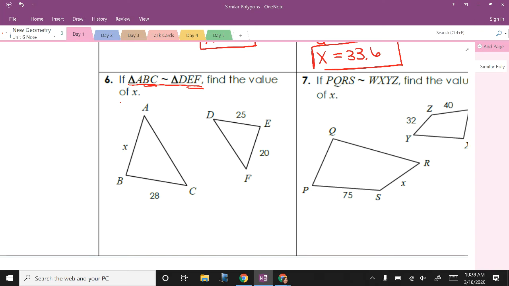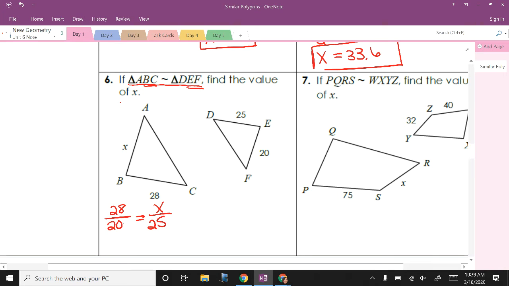So I'm going to say 28 over 20. And plus, I like to go left to right anyway. It's less confusing. 28 over 20 equals, does AB correspond to DE up here? Yes. So you want to double check that. So AB is X over DE is 25. So use your similarity statement to make sure you know what corresponds with which side to set up your proportion. Is that okay with everybody?